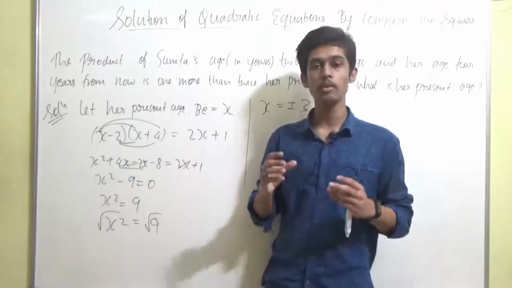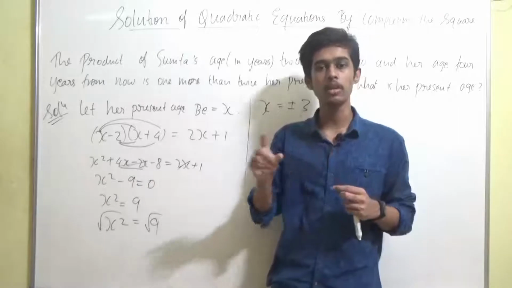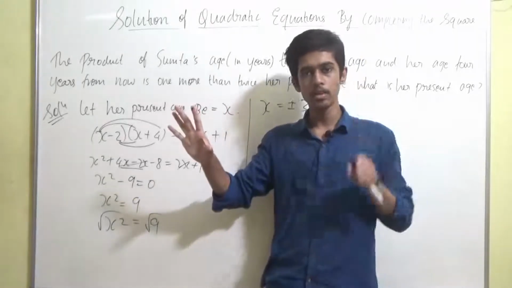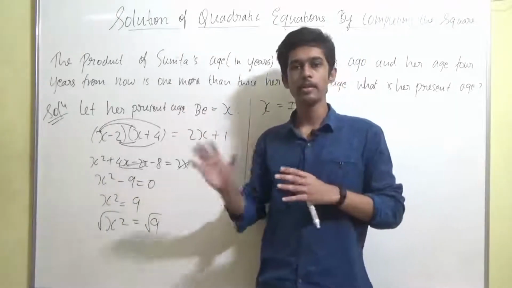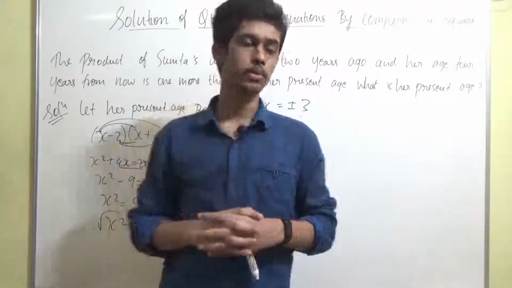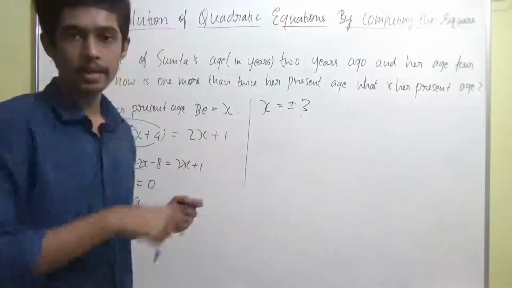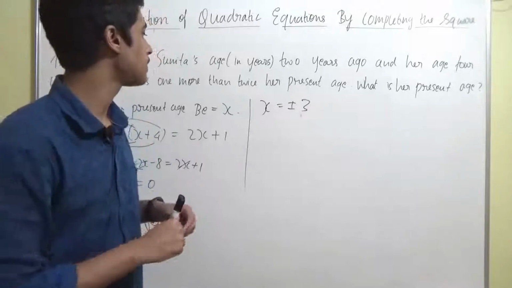As simple as that. So you have to express it in such a way that x square equals some quantity. So when you take the root on both sides, you will get the value of x. That's the concept, guys. I'll take one more example for you to understand it.